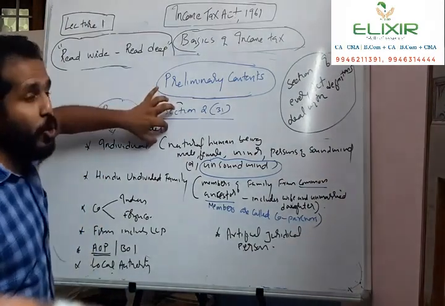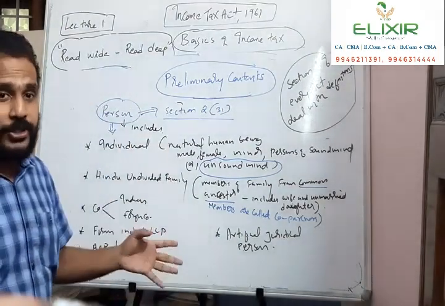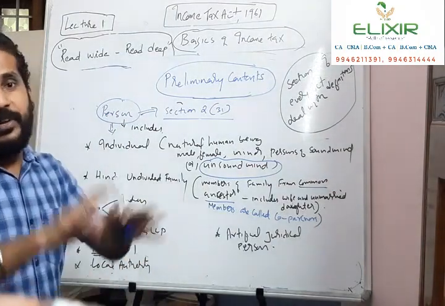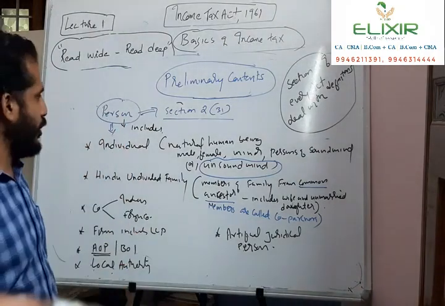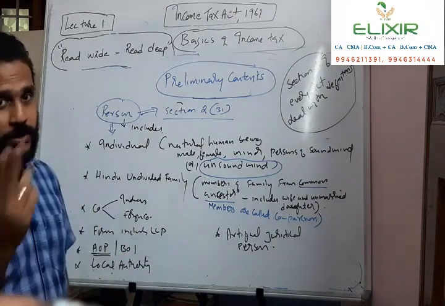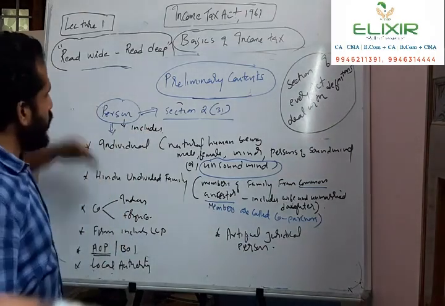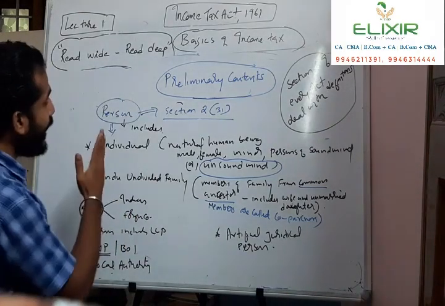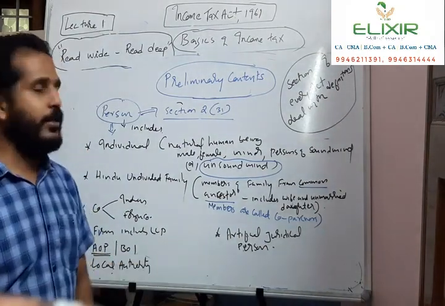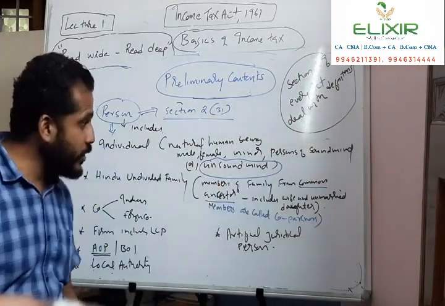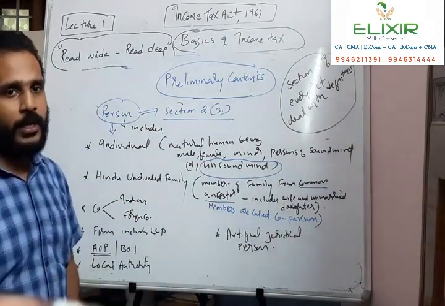That means person includes these categorizations. It is not an exclusive definition. An exclusive definition defines the concept very clearly, but this person is an inclusive definition which includes the following categorization. There are two types of definitions, inclusive and exclusive. So person includes, let us see one by one. Individual. Person includes individual. Individual means a natural human being: male, female, minor, persons of sound mind, even persons of unsound mind can be categorized for the purpose of taxation.